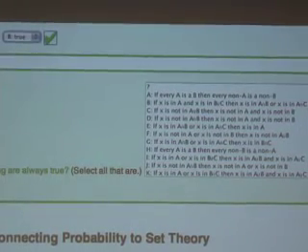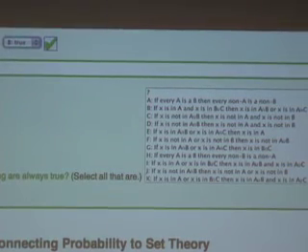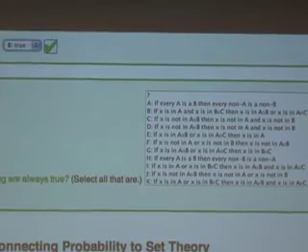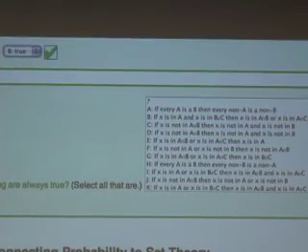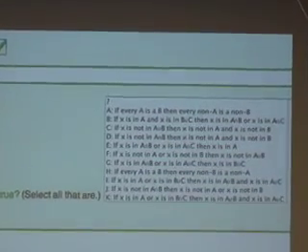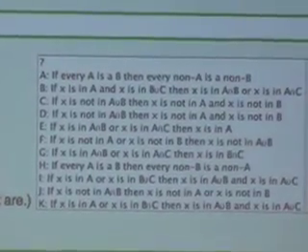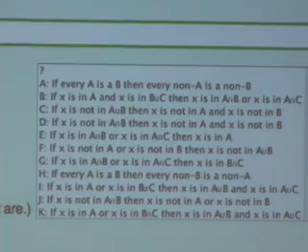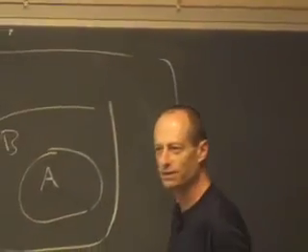Okay, so now this is taking these set relations and expressing them in words instead of in symbols. And again, a lot of this stuff is just about going back and forth between words and symbols, and that's where it gets hard. So if every A is a B, what is that in symbols? A is a subset of B. Okay, what is that as a Venn diagram? Right? That's what we're looking at.